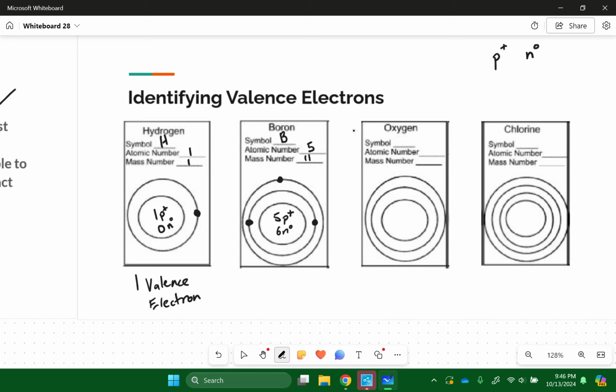So I'm going to put 3 electrons on my next ring out. I'll put one right there. I'll put one right there. I'll put one right there. Now remember, valence electrons are the outermost electrons. So I find my outermost ring with electrons on it. That's this one right here. And it's got 1, 2, 3 electrons on there. So I have 3 valence electrons.